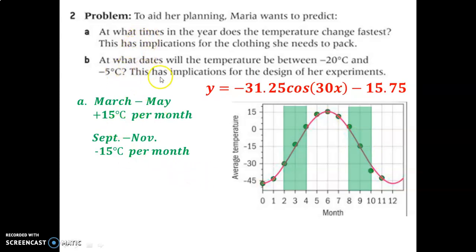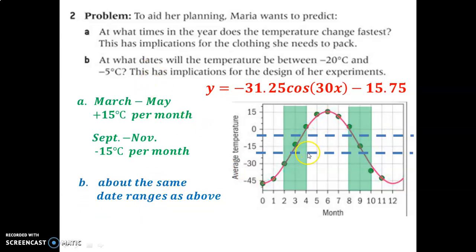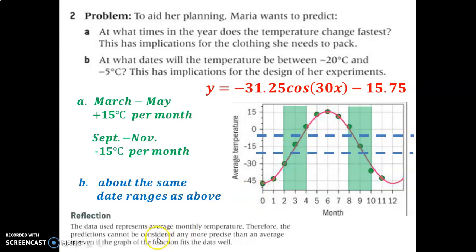The second problem is, when is it between -20 and -5? So you can just put horizontal lines here, one at -20 or one at -5. And we're kind of in that same area, right? Roughly in those same months, March to May, maybe just March itself or April, I don't know. That's when the temperatures are between -20 and -5. And we cannot be precise here. That's important to note. And that's the final reflection.